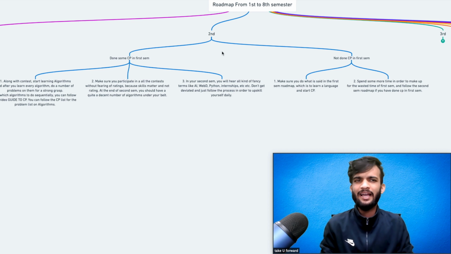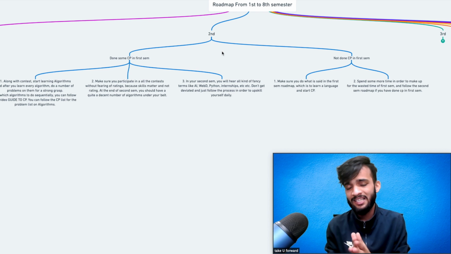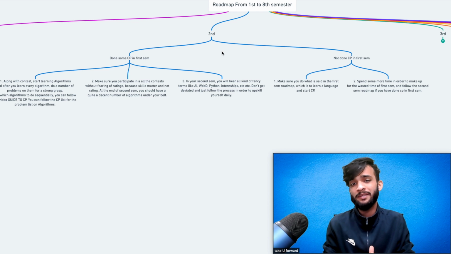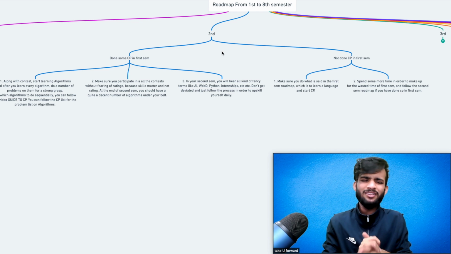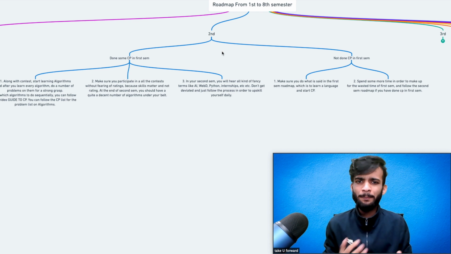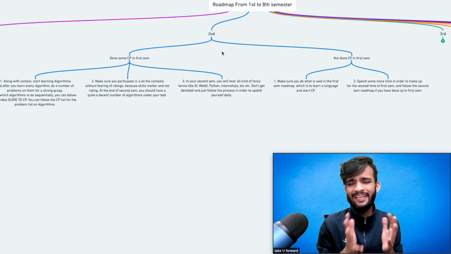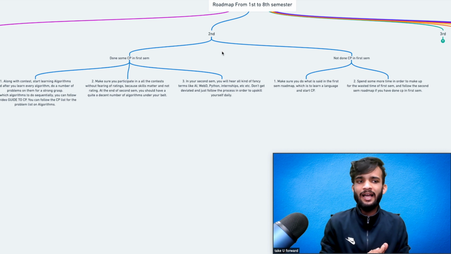One key thing that I would like to mention here is, throughout your CP career, please make sure you do participate in every contest that is organized. Yes, it's a must that you participate in every contest, and do not ever think of ratings. Trust me, if you keep on participating, if you keep on solving problems, a day will come your rating will automatically increase, and that is what matters.